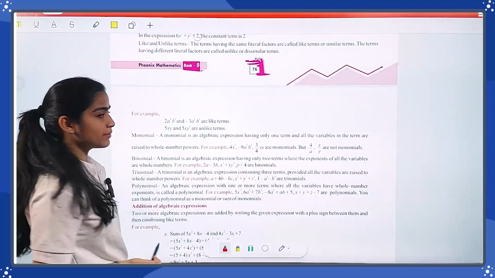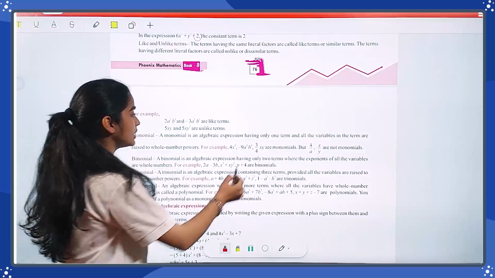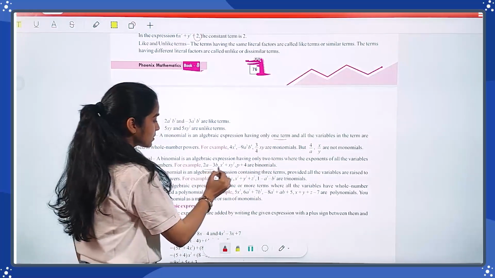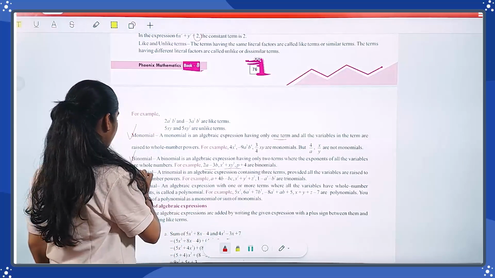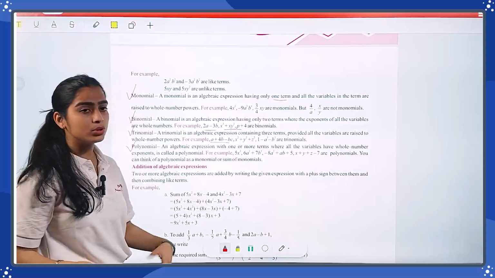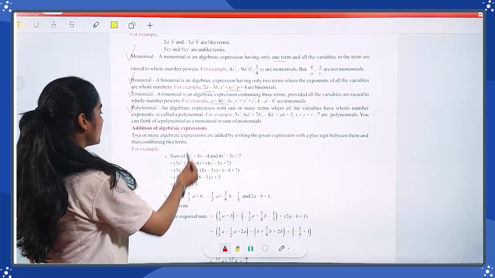Now we have types of algebraic expression. The first one is monomial, where we have only one term. Next we have binomial, where we have 2 terms. Next we have trinomial, where we have 3 terms. Polynomials, where we have more than 3 terms, are referred to as polynomials.